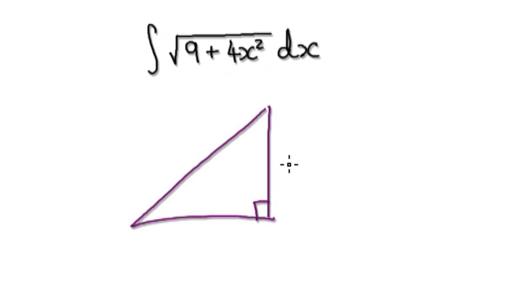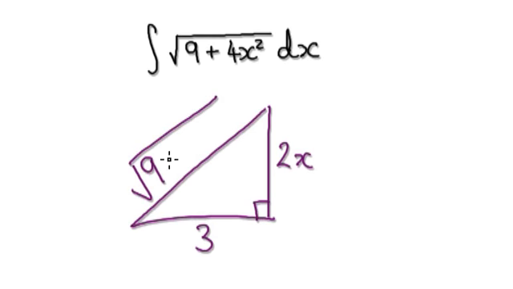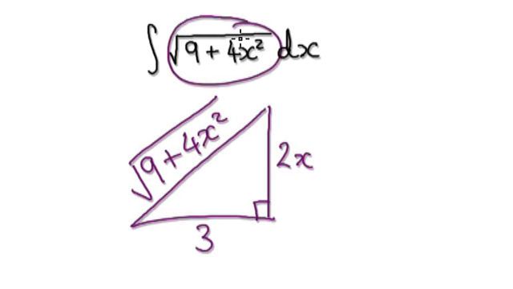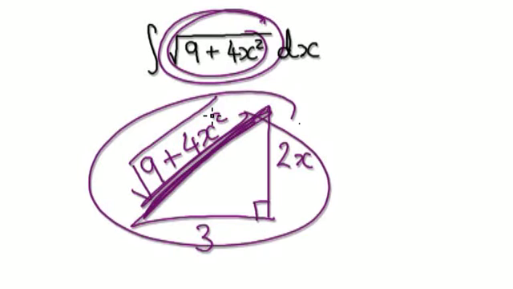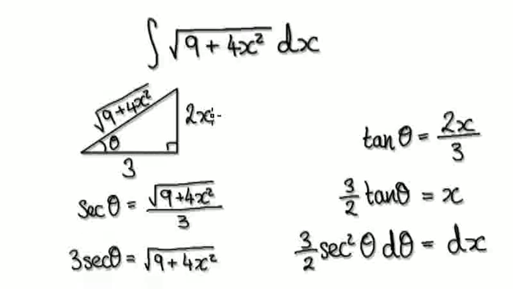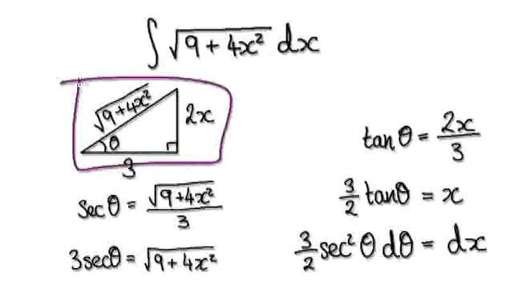Well, if you set this to be 2x, and then set this to be 3, then the hypotenuse here must be the square root of this squared, 9 plus this squared, which will be 4x squared. So you can see that this thing here can be represented by this hypotenuse. Well, set up your triangle as this. That will then take you to here.